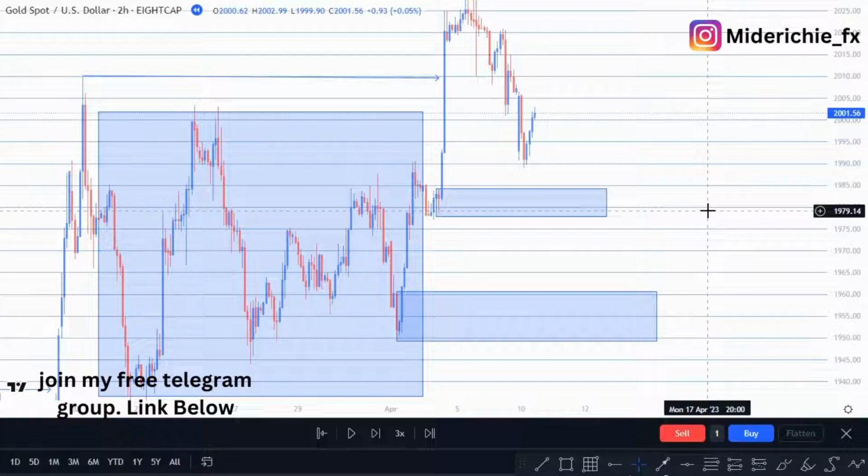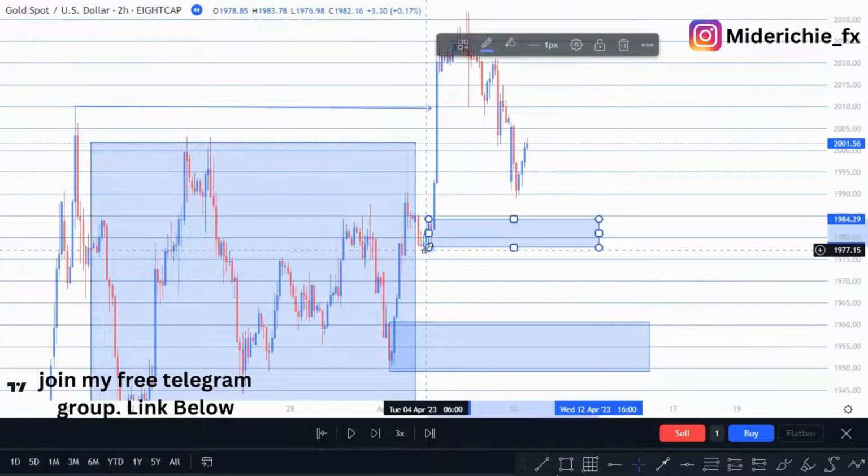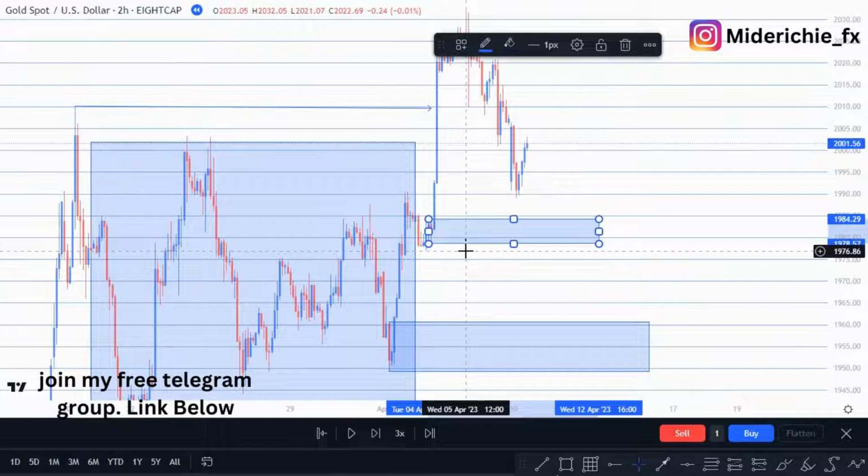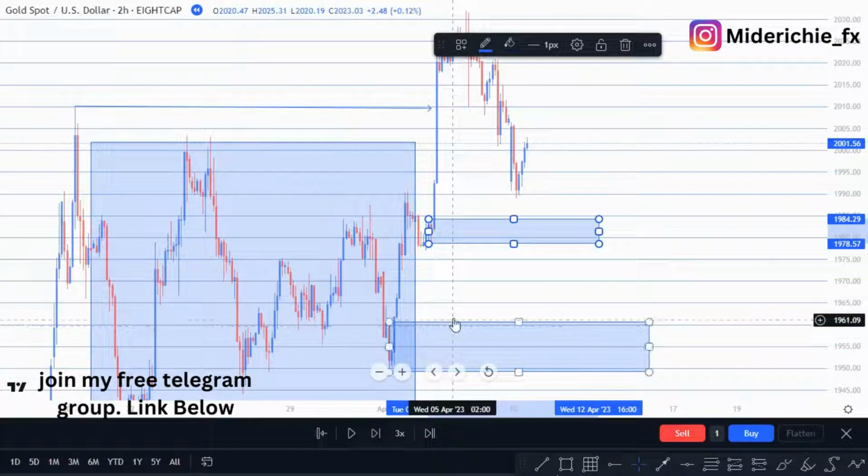So how do we know which one the market will use? No one knows, right? Because we don't move the market. But what will keep us protected, or what will make us know which one the market will use, is basically change of character. Any of these zones that the market gives us a change of character from will be the one we are going to take our trade from. So right, we actually have two points of interest: this 2 hour demand zone, and this 4 hour demand zone.